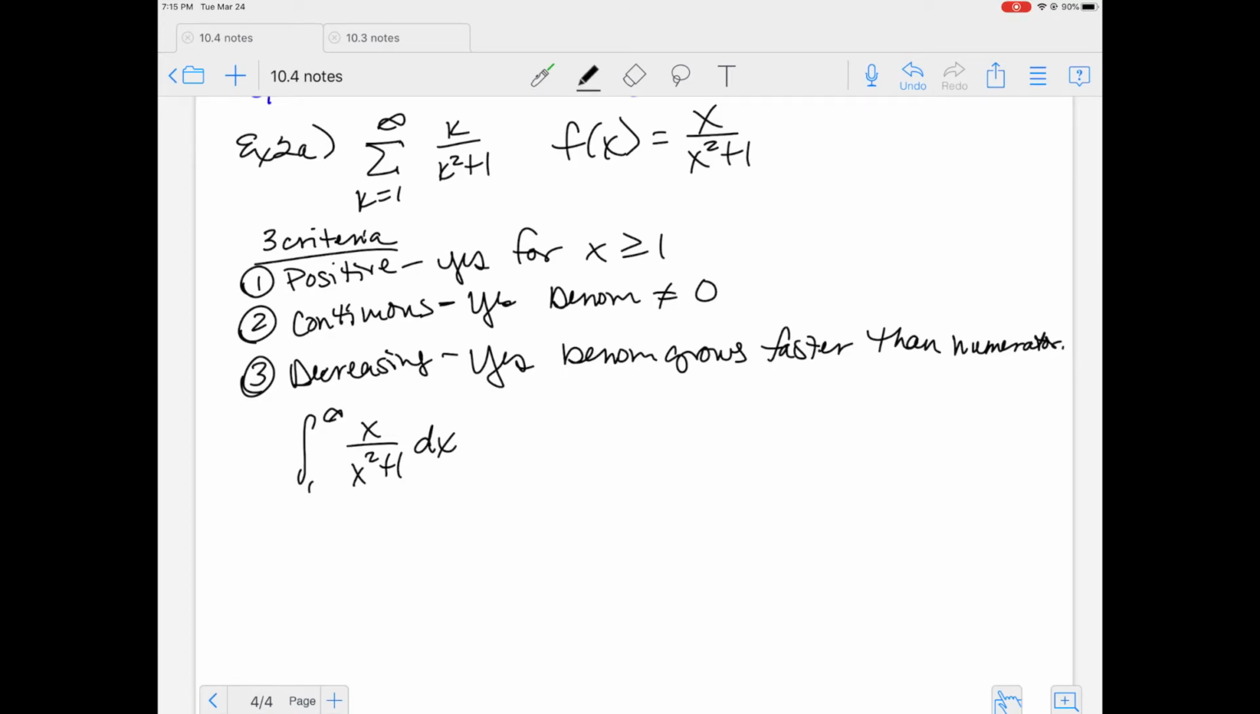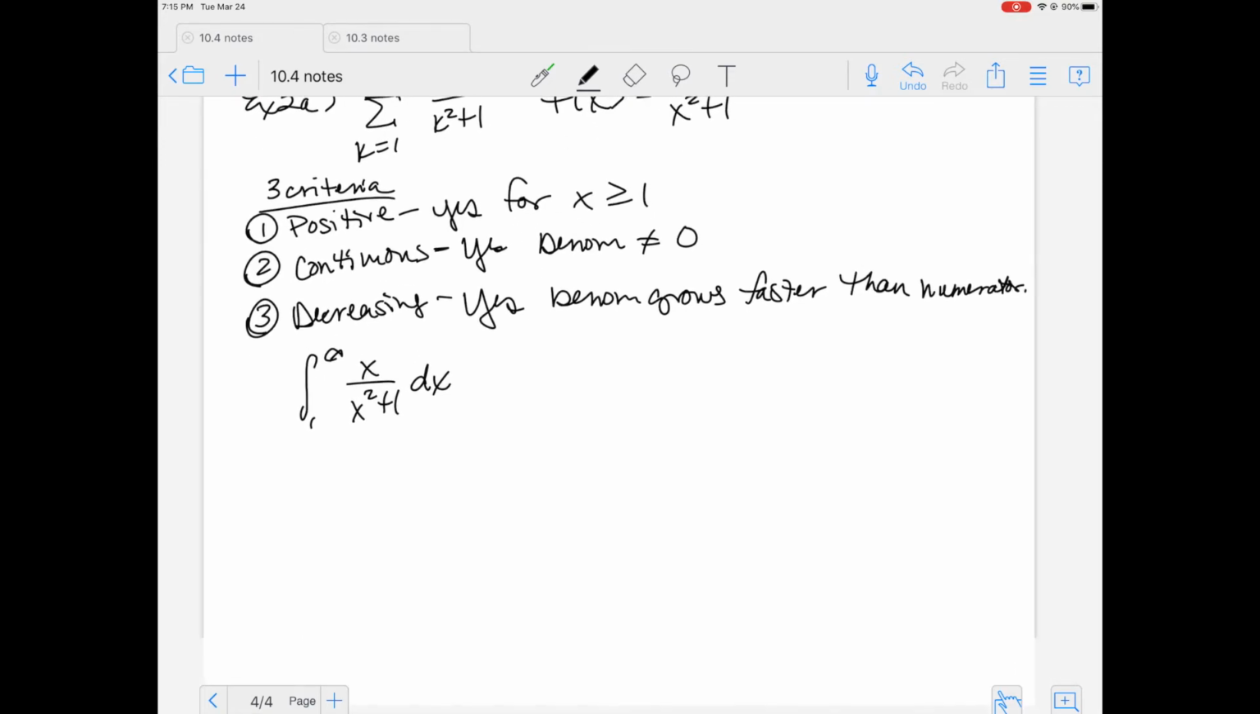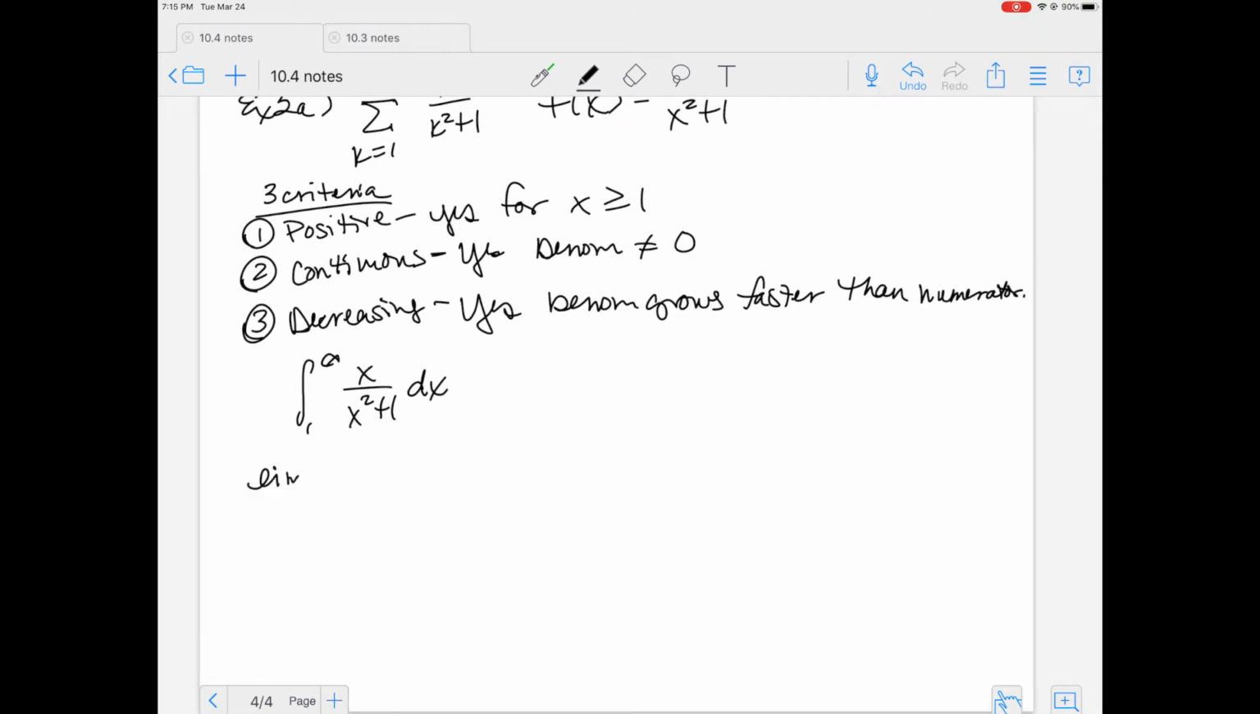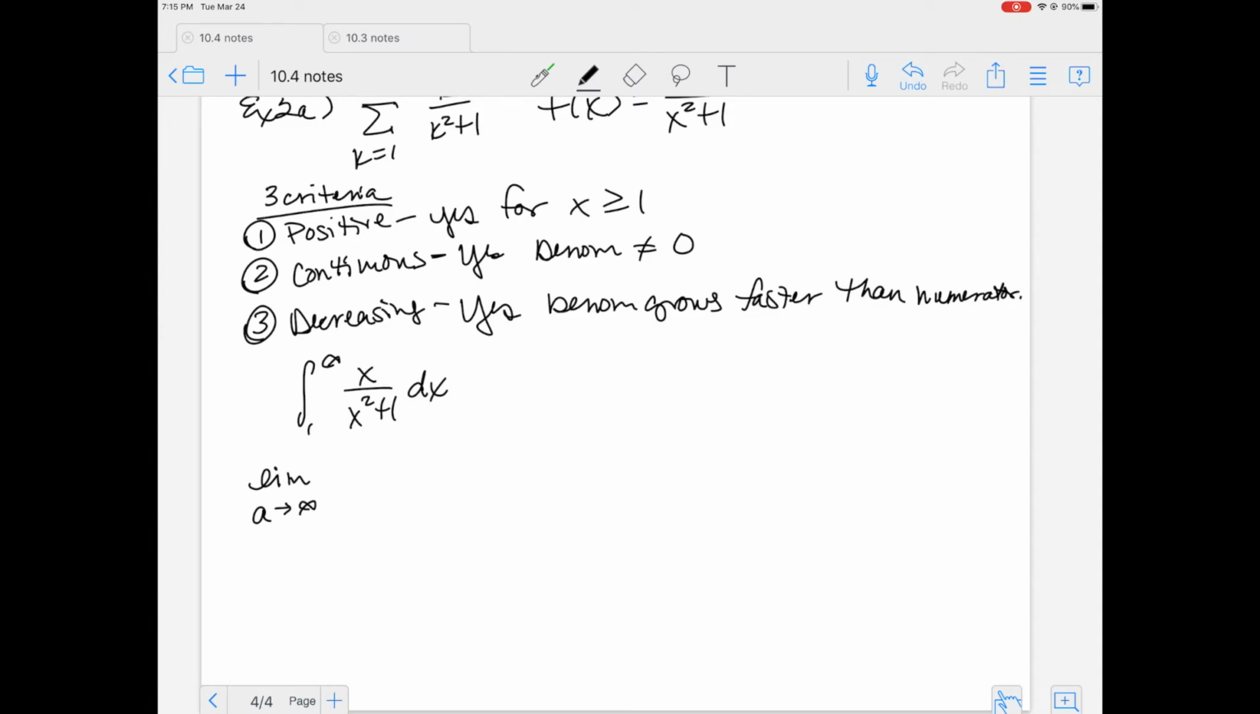All right. With an improper integral, though, we have to look at limits. So whenever I take this limit as, I just get in the mode there, don't I? The limit as a or b in this instance, because it's on top, I don't really care. I'm just going to leave it as a. As a approaches infinity, I'm going to go from 1 to a of x over x squared plus 1 dx.